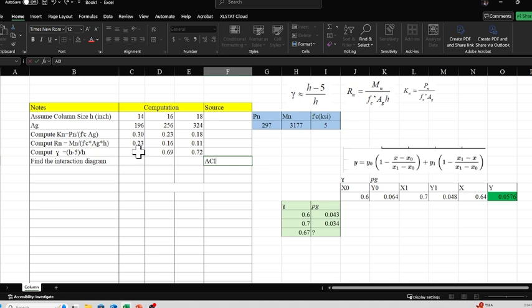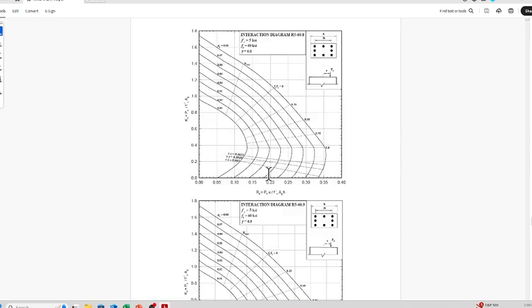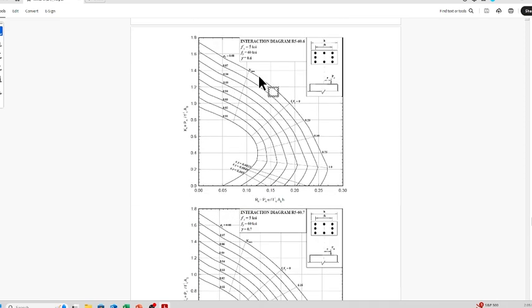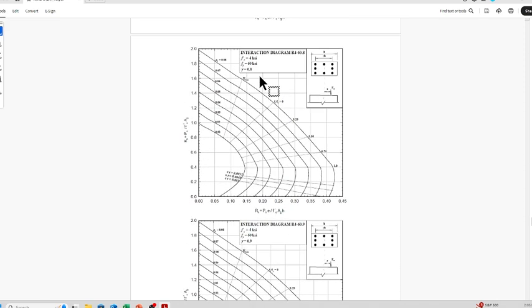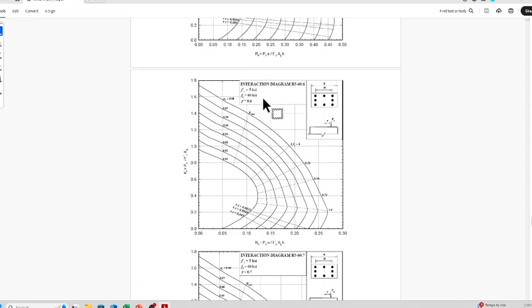So let's find the 0.64. You can download this from ACI, it has all the stuff and it's a good one. I think it's on page 50. And we're looking for the interaction diagram right here. There's a lot of them. One thing you're going to look for, make sure you have the square, rectangular, same thing. Fy is not 4,000, it's now 4,000 here. Ours is a 5,000, and our steel is 60.